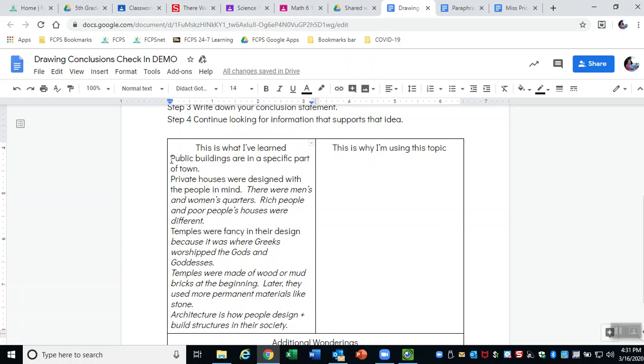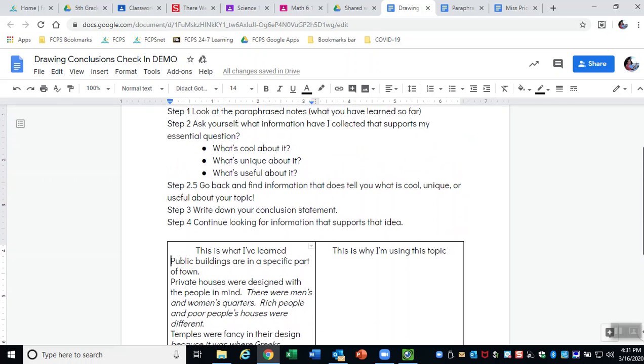I also have that temples were fancy in design, and I added, because it was where the Greeks worshipped the gods and goddesses. Miss Abrams was wondering about the materials that they were using, so I added that temples were made of wood or mud bricks at the beginning, and later they used more permanent materials like stone to build. And Miss Abrams was also wondering, what is architecture? And I found that in one of my sources. I found that architecture is how people design and build structures in their society.